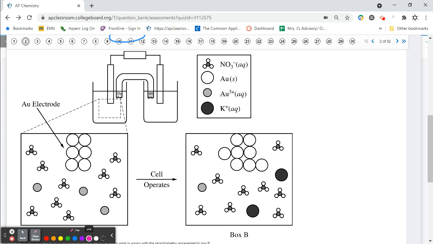Inside this beaker is gold nitrate, and nitrate requires three nitrate ions, and each gold has a plus three ion. So over here, there's a key. Each gold has a plus three ion. So this is plus three, this is plus three, this is plus three.